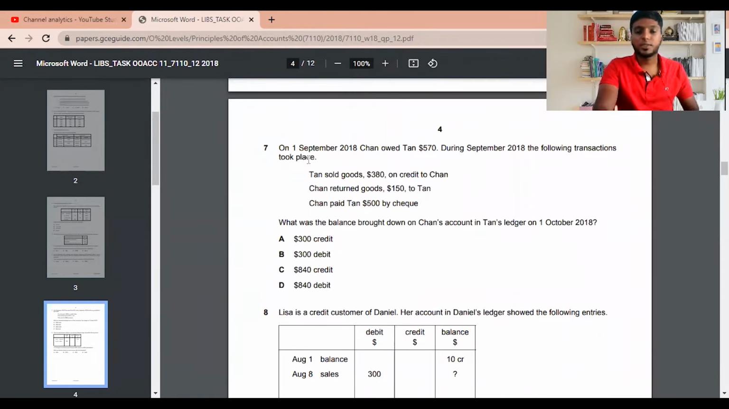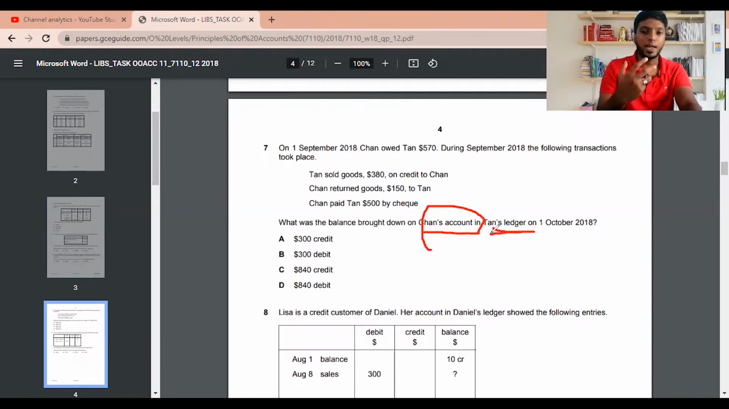On 1st September 2018, Chan owed Tan 570. During September 2018, the following transactions took place. Tan sold goods worth 382 on credit to Chan. Chan returned goods worth 150 to Tan. Chan paid Tan 500 by check. As I always say, who is issuing to whom is what you need to know. What was the balance brought down on Chan's account in Tan's ledger?